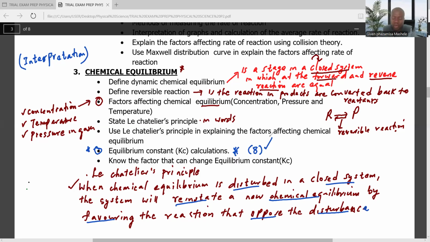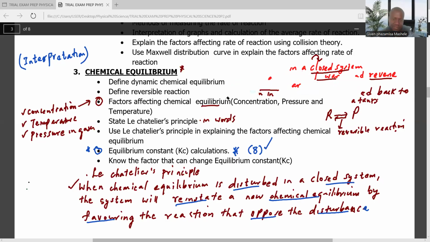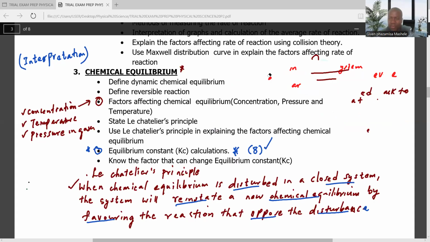Right, let's move on to the next bullet. In the next bullet it says you need to use Le Chatelier's principle in explaining the factors that are affecting chemical equilibrium. You need to be able to know this.